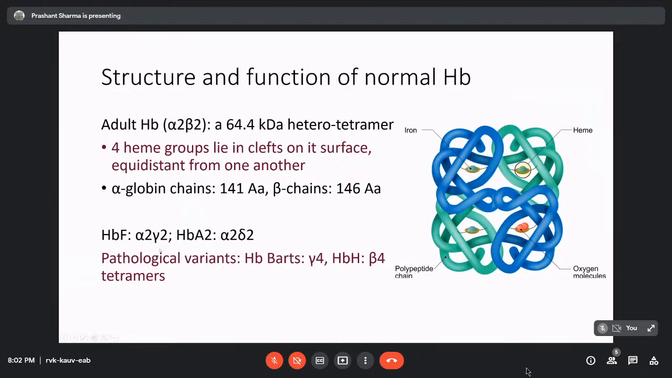So the gamma chains are encoded by two gamma globin genes and the delta chain by a delta globin gene. There are some pathological variants, but both of these concern alpha thalassemia, so I think I'll skip these in today's talk.